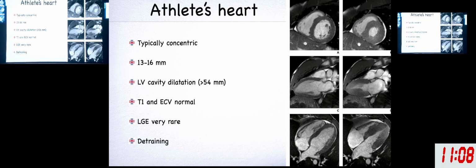You get LV cavity dilatation in athletes, which you don't tend to get in hypertrophic cardiomyopathy. So again, their thickness can go up to 16, 17 millimeters. T1 and ECV by definition should be normal. Okay, but sometimes they do go up. But one of the easiest things to do in this case is detraining them. Now, when I say it's easy for us to put in our report and say, detrain them, which basically means don't do any physical activities, come back after 6 months.